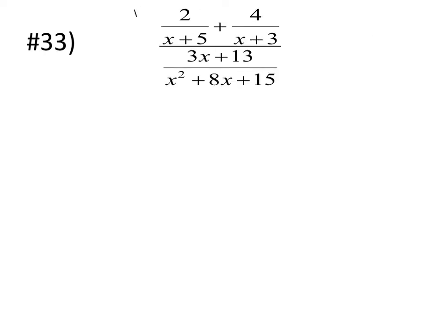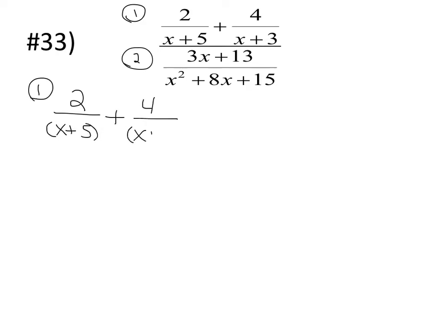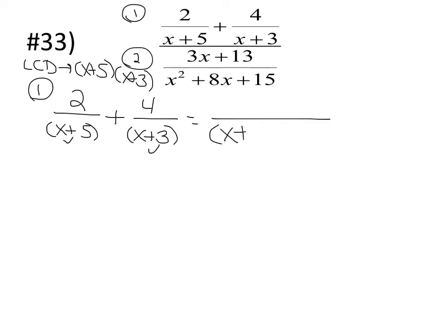Okay, so this is one you're definitely going to want to number. So I'm going to bring number 1 over here. We've got 2 over x plus 5. Make sure to put your parentheses. Plus 4 over x plus 3. So LCD is x plus 5 to represent this one, and x plus 3 to represent this one. So I'm going to go x plus 5 times x plus 3.